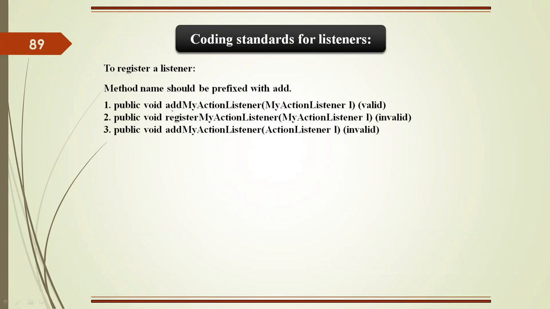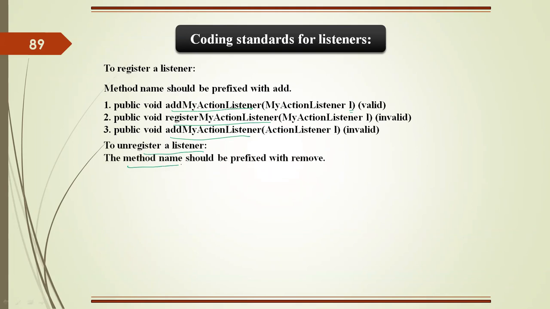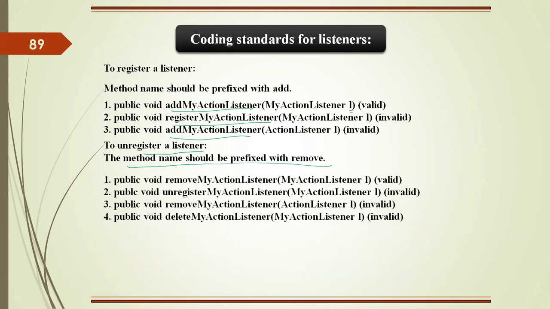So, public void addMyActionListener, with a listener of type MyActionListener. The method name should be prefixed with add, like add, register, addMyActionListeners. For unregistering listeners, the method name should be prefixed with remove. What is that? The unregister method: remove, unregister, delete, like that.